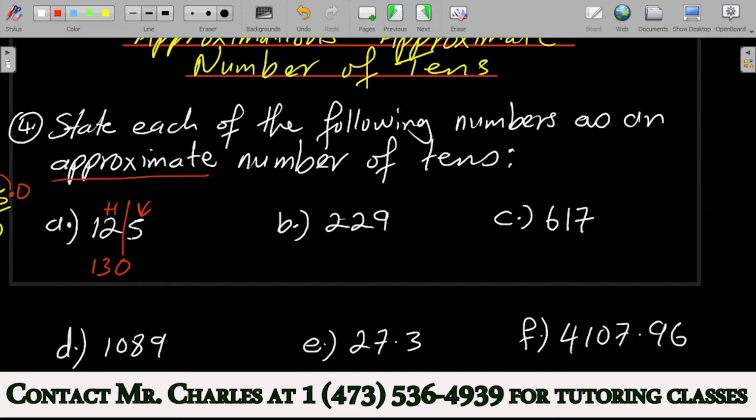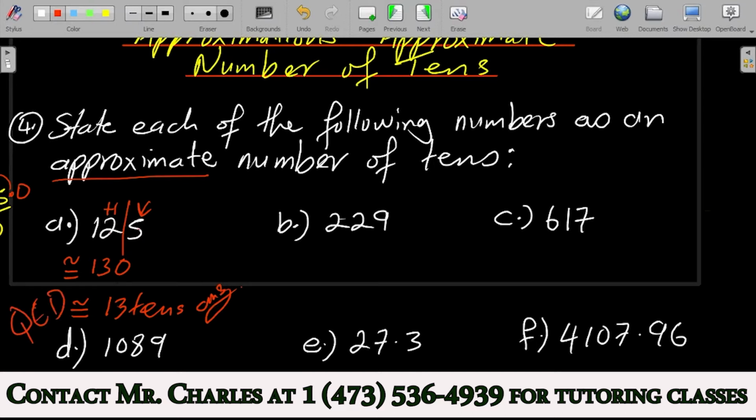So 125 is approximately equal to 130. So that means that there are approximately 13 tens in 125, and that's the answer there. Okay, and we can say that was quite easily done.